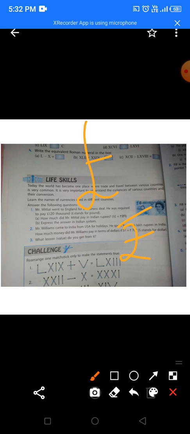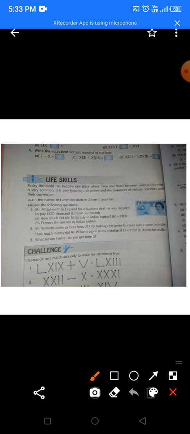So now what happened here in this question? Mr. Mittal had gone to England for a business deal. यानी वो बिजनेस के काम से गए थे इंग्लैंड में. उन्होंने कितना 120,000. Okay, how many? 120,000. उन्होंने पे किया एक बिजनेस डील के लिए. Okay children. Now how much did Mr. Mittal pay in Indian rupees? ठीक है. उन्होंने 120,000 जो है पाउंड वो उन्होंने इंटरनेशनल सिस्टम यानी इंग्लैंड में पे किया था.